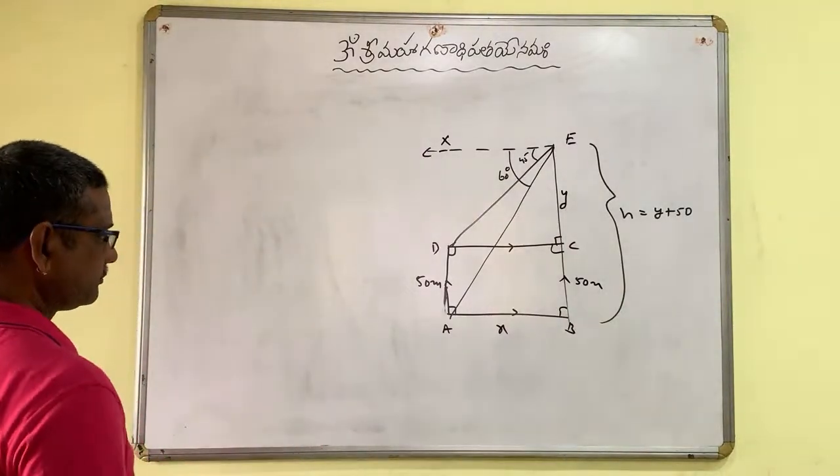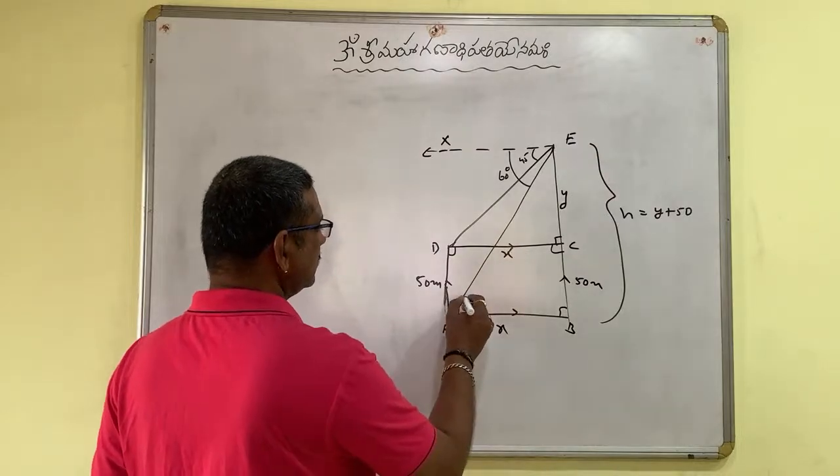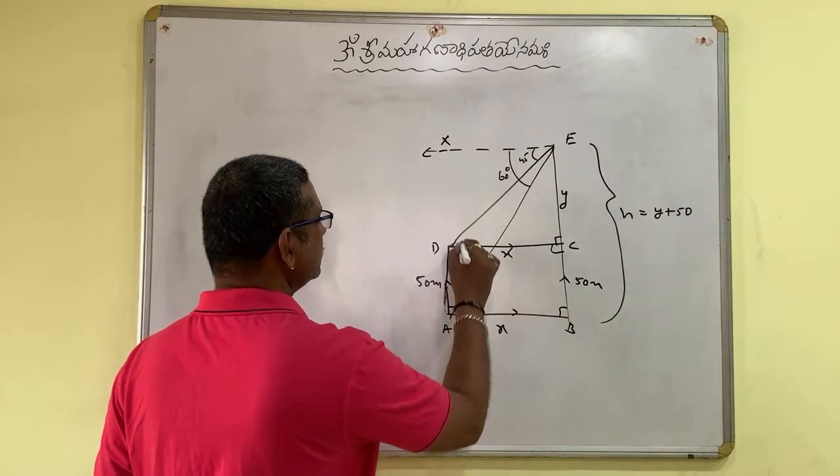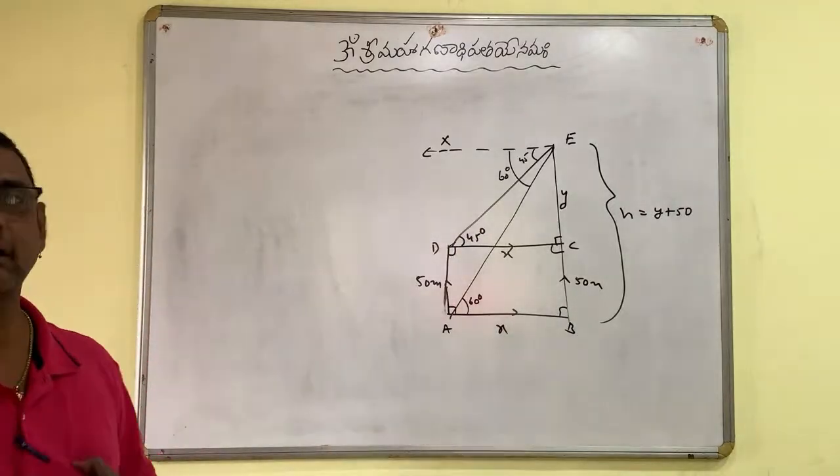If this is x, this is also x. This will be 60 degrees and this will be 45 degrees.